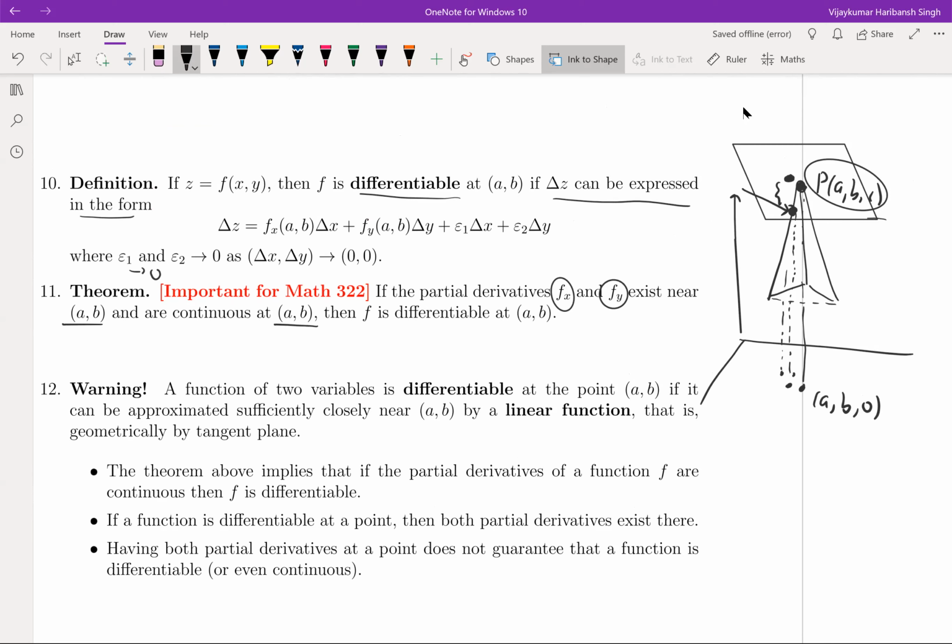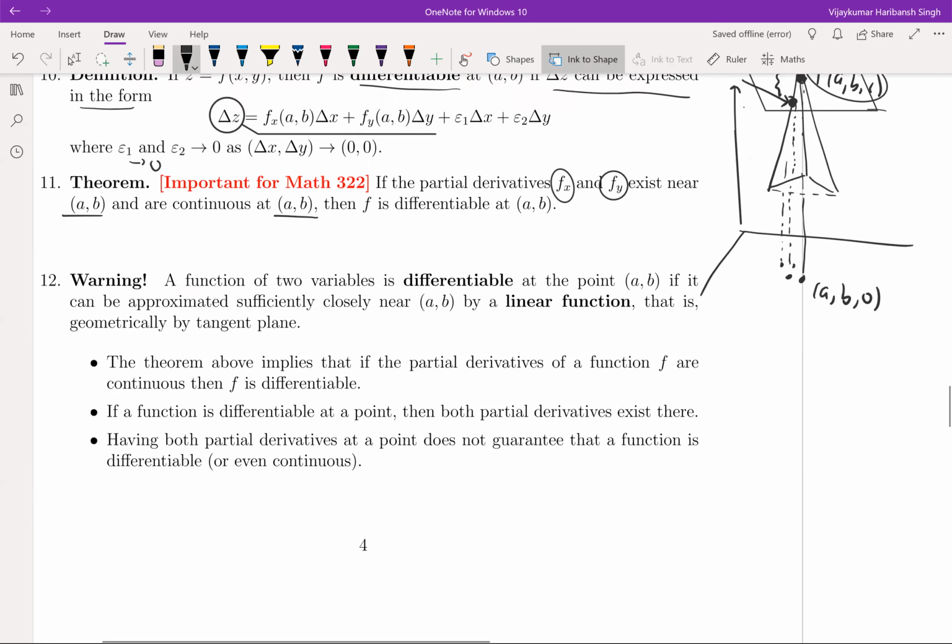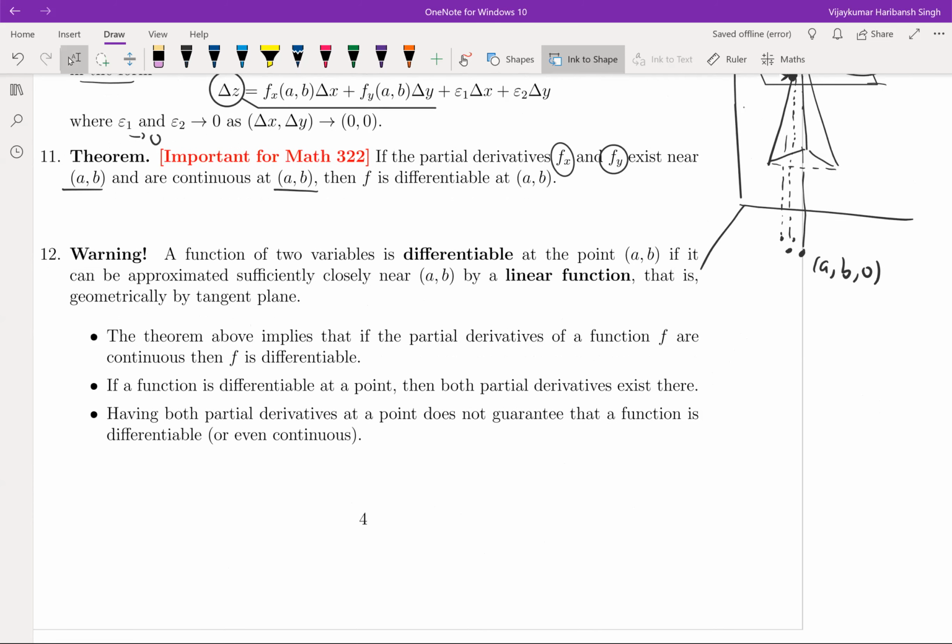That means the tangent plane is a good enough approximation, or the increment can be approximated by the linear approximation. They are all the same things. Anyway, there are a few warnings here. First, a function of two variables is differentiable at AB if it can be approximated sufficiently close near AB by a linear function, that is, geometrically by the tangent plane. This is what I said. Let's not just keep repeating it.